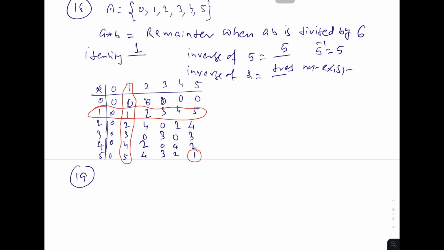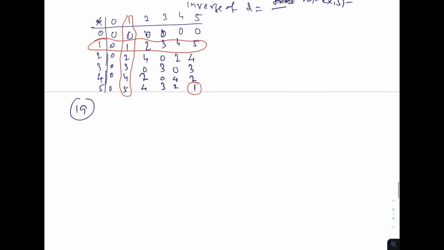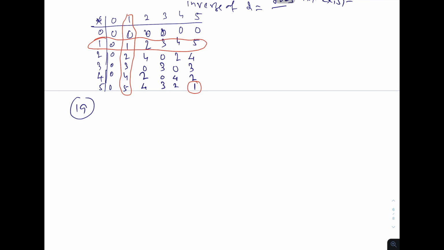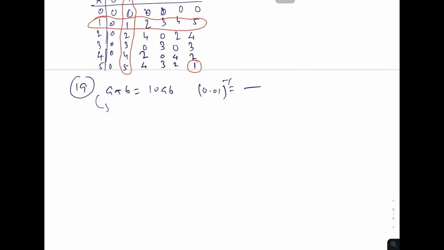Okay, take one more example. This is also a good example. A star B equal to 10 AB. The question is, inverse of 0.01 is blank. Okay, now see this is commutative, no problem.